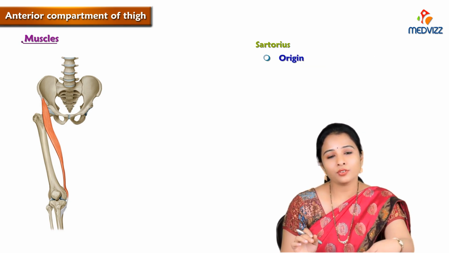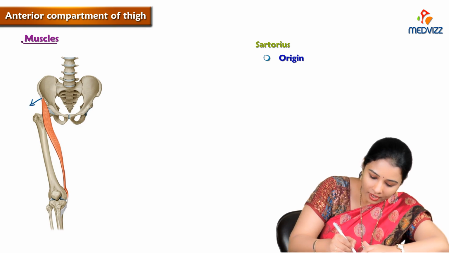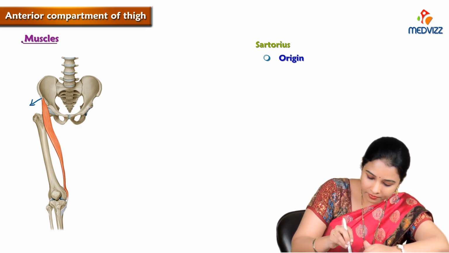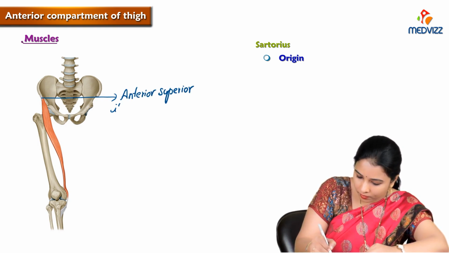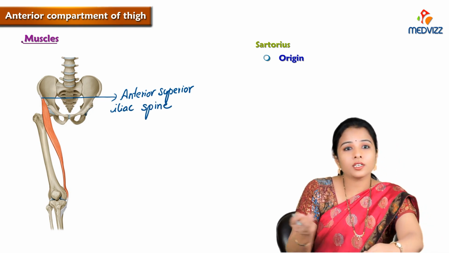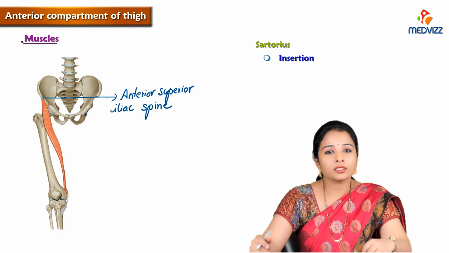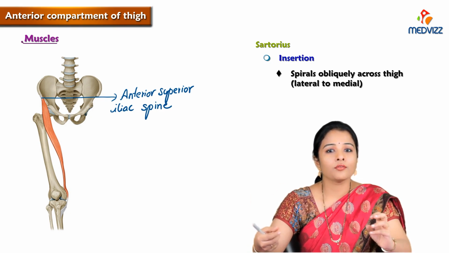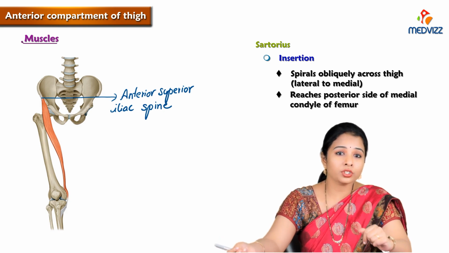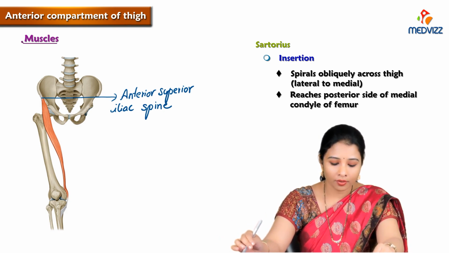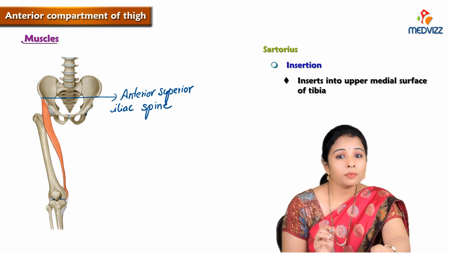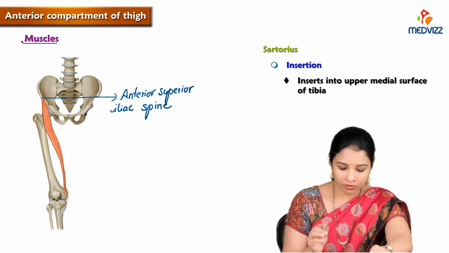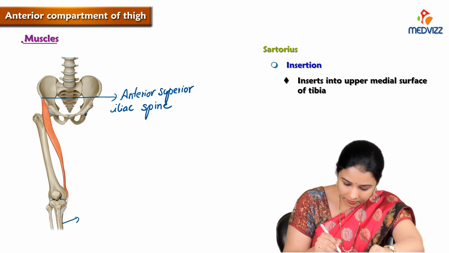And it arises from the ASIS. You can see here, anterior superior iliac spine, it gets origin. Insertion: the muscle spirals obliquely across the thigh from the lateral to the medial side to reach the posterior aspect of the medial condyle of the femur. So it reaches and it inserts where? It inserts into the upper part of the medial surface of the tibia. So this is the medial surface. So you can see here it gets inserted.